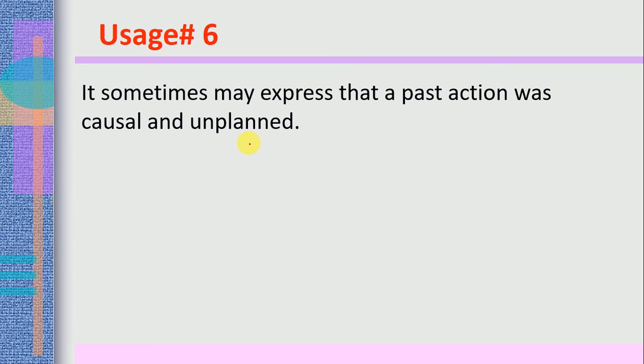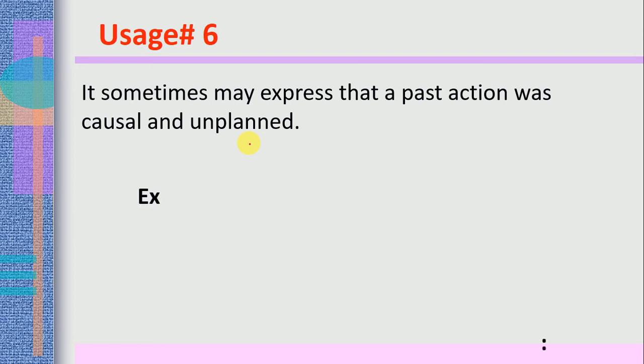Unplanned: when an action is unplanned it means it was not planned or expected. Whenever you talk about an action that was not planned or expected, you should use past continuous tense. Okay, students.